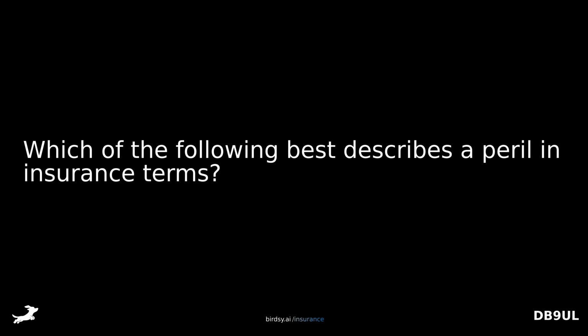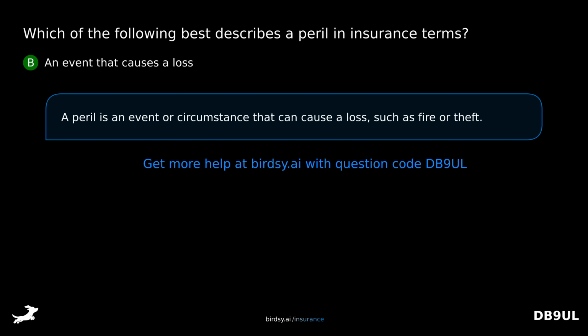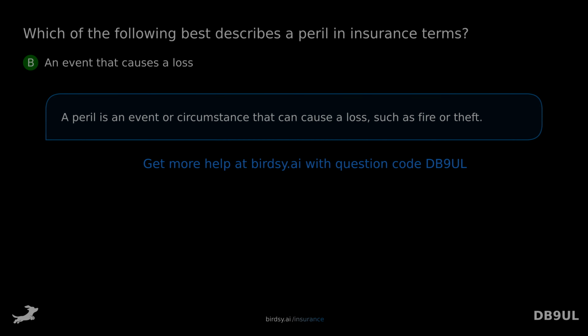Which of the following best describes a peril in insurance terms? Is it A, a condition that increases risk, B, an event that causes a loss, C, a method of managing risk, or D, a type of insurance policy? The answer is B, an event that causes a loss. A peril is an event or circumstance that can cause a loss, such as fire or theft.